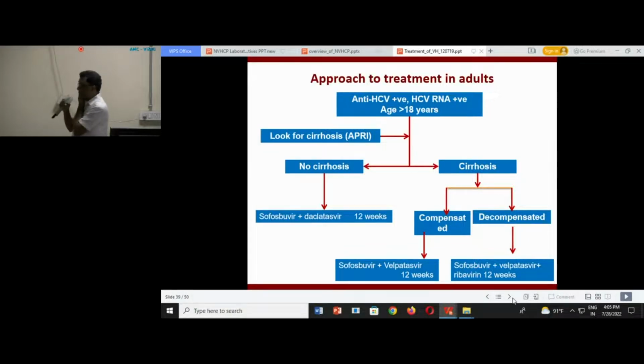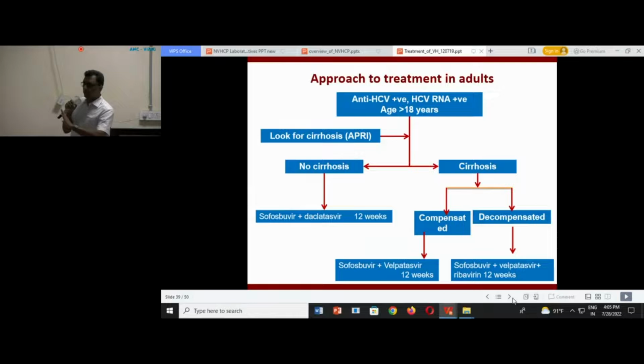That is with APRI. If there is no cirrhosis, the main drugs that are used are a combination of sofosbuvir and daclatasvir for 12 weeks. And if there is cirrhosis and it is compensated, sofosbuvir and velpatasvir, and if there is decompensation, then we add ribavirin, the third drug. So this is the main drugs which we are now giving in our control program.